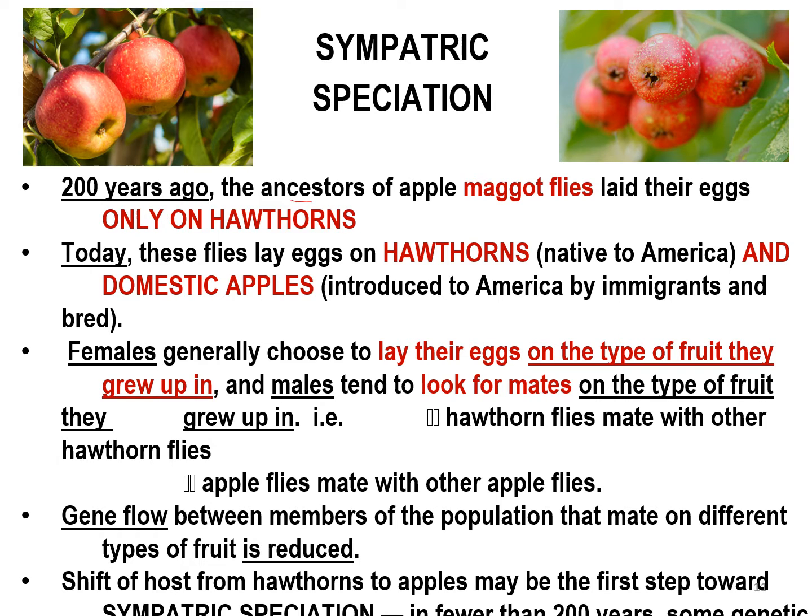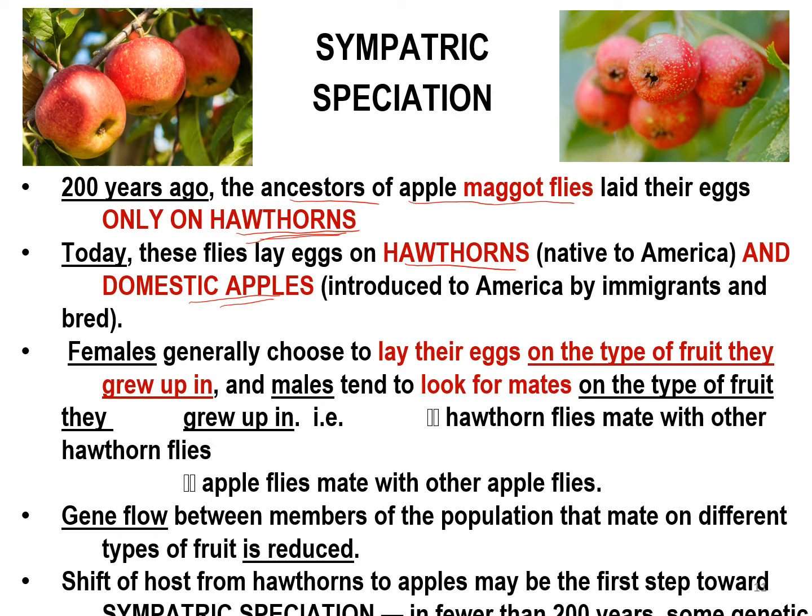200 years ago, the ancestors of apple maggot flies, ulat buah apple, laid their eggs only on hawthorns, jenis apple hawthorns. Today, these flies lay eggs on hawthorns and domestic apples. So domestic apples were introduced to America by immigrants. The female generally chooses to lay her eggs on the type of fruit she grew up in. And males tend to look for mates on the type of fruit they grew up in.